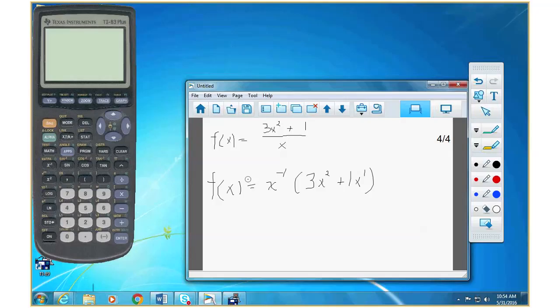Now, why did I put 1x to the first? Because I've got to distribute. And when you distribute, what operation do you use? You multiply. And when you multiply exponents, what do you do? You add them. So that's why I put a 1 there, because you've got to add that negative 1 to those two exponents.